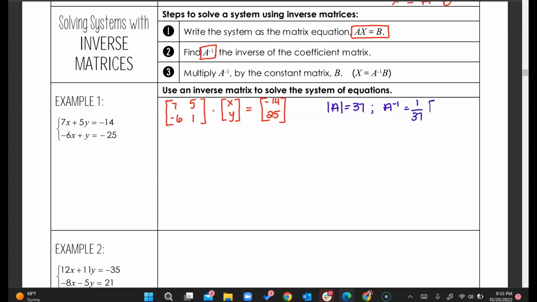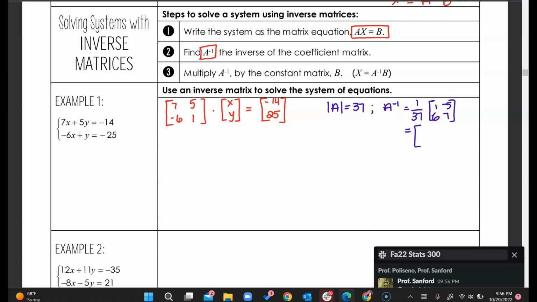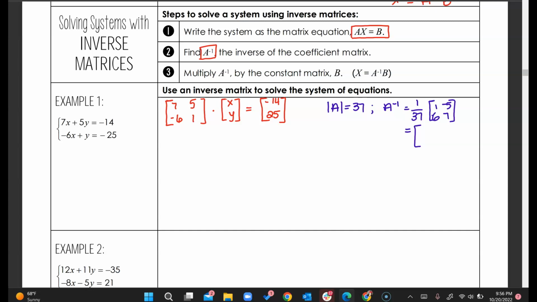And then we are going to multiply that. Remember, we're going to flip those two. So we get 1 and 7, and we negate the other 2. So this becomes 6 and -5. So this means that our inverse matrix is going to be equal to 1 over 37, -5 over 37, 6 over 37, 7 over 37.